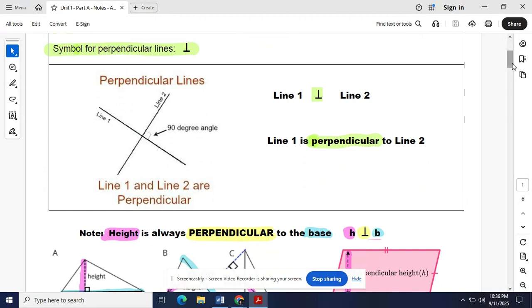So if you look at this example, here's line 1 and line 2. When they intersect, when they meet, you can see the right angle, the 90-degree angle, which means line 1 and line 2 are perpendicular to each other.